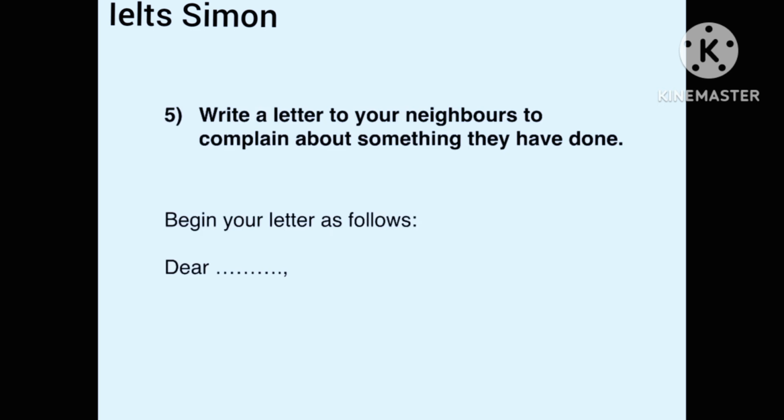On to number 5, and this will be a similar one. Write a letter to your neighbours, again, to complain about something they have done. Begin your letter as follows: Dear. So step 1, the instructions. Dear, that's not clear really whether we need formal or informal. So then the neighbours, that doesn't really help us. We need to look at the purpose again, to complain about something they've done.